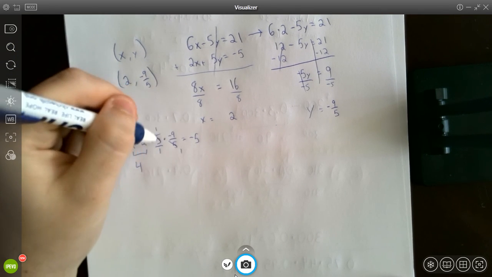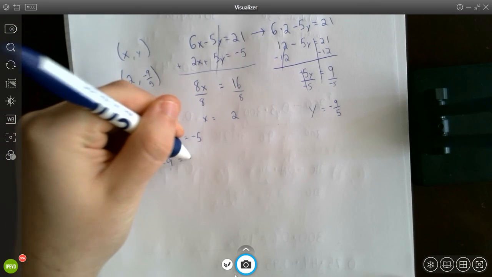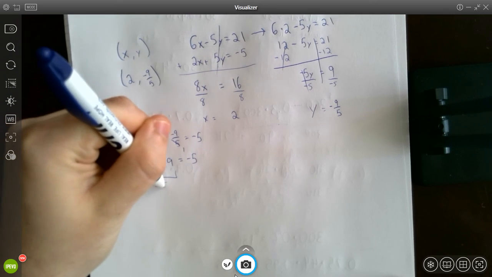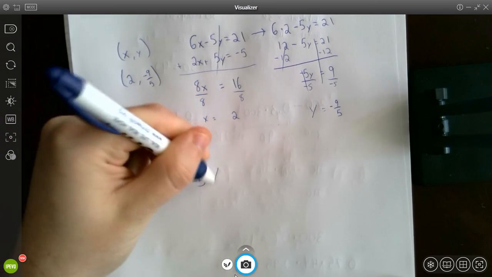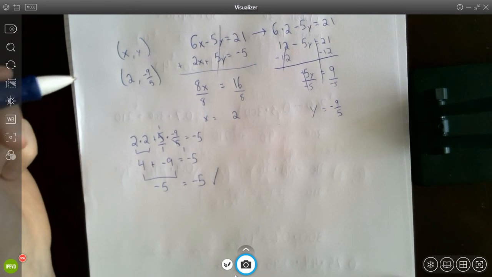And all of this together is just negative 9. So we have 4 plus negative 9 equals negative 5. And it just so happens that those two put together do equal negative 5. So that is going to be a solution to the second equation as well.